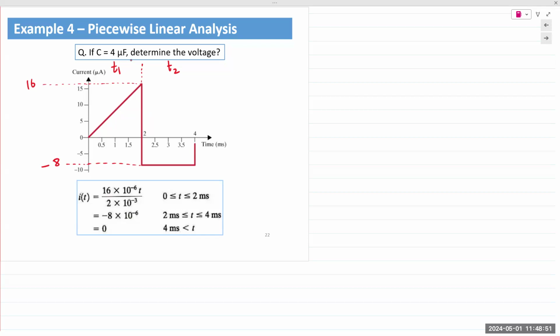Slope M1 for T1 can be written as 16 minus 0 microamps, 10 raised to minus 6, over 2 minus 0 milliseconds. So M1 can be written as 8 into 10 raised to minus 3 amps per second, or 8,000 amps per millisecond. No, sorry, 8 amps per millisecond.